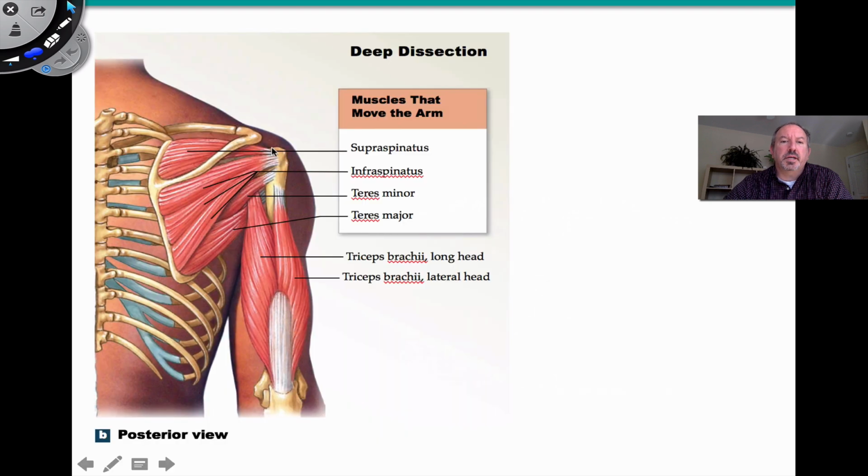Pretty cool. And again, these are the muscles that form the rotator cuff right there, and you can see that it's sort of like a cuff. In other words, it's covering, like a cuff covers the wrist, covers the shoulder joint.